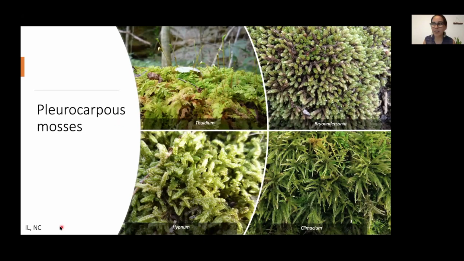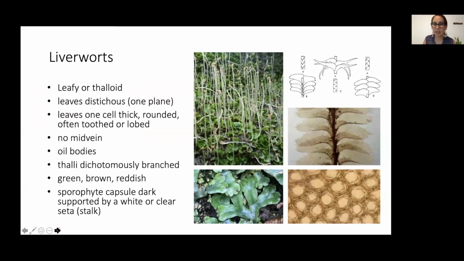And I think now we're going to talk a little bit about the liverworts. We have the liverworts that have the leaves in one plane, so they are flat, and you can find thalloid liverworts and leafy liverworts. The leafy liverworts have leaves on two sides like that, and they are usually reddish or brownish to green in color.